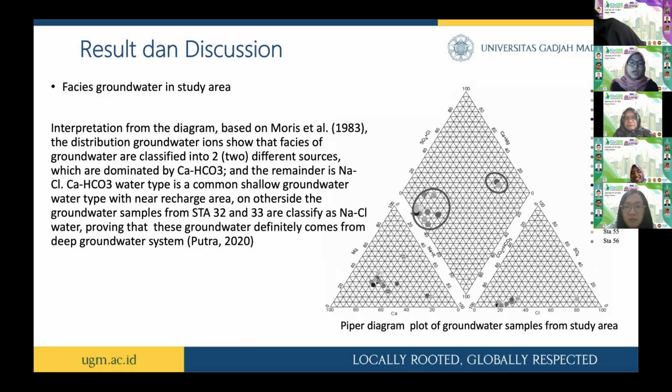The calcium bicarbonate is a common shallow groundwater type near a recharge area, and on the other hand, the samples from stations 32 and 33 are classified as sodium chloride. So the groundwater definitely comes from a deep groundwater system with saline water.